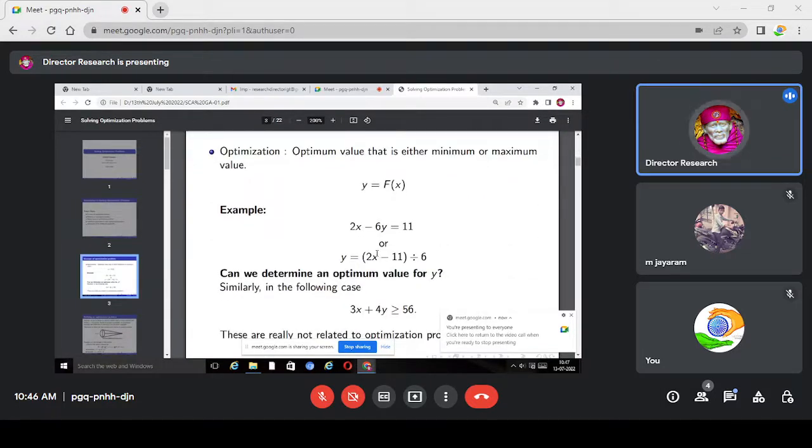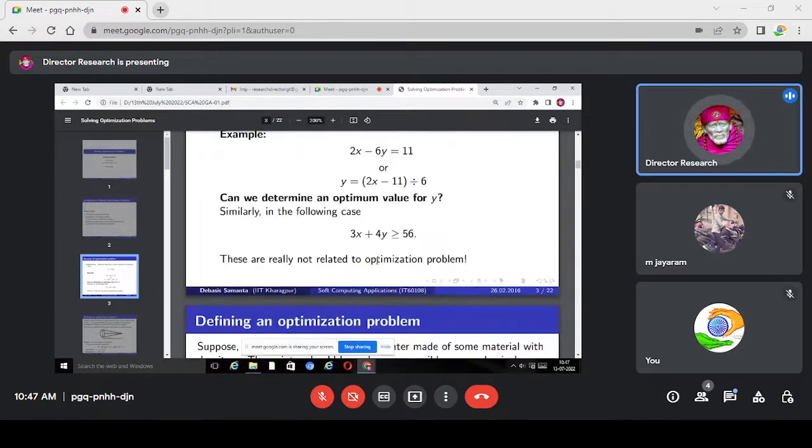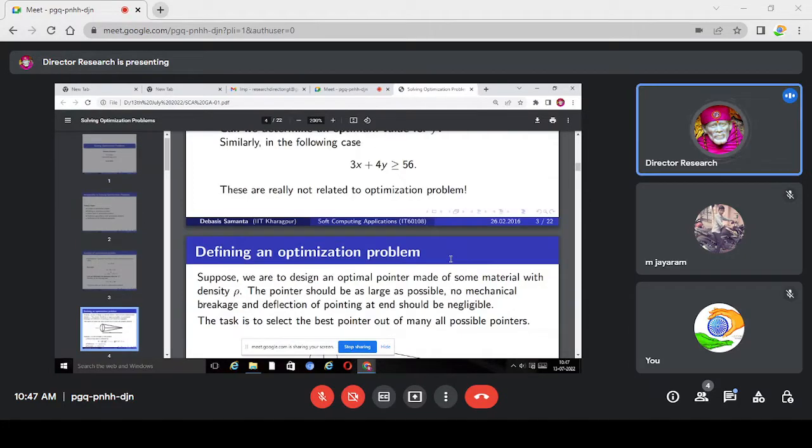Optimization. Optimization value is either a minimum or maximum value. Small y is equal to capital F of x. For example, can we determine the optimized value for y? So we just observe here.